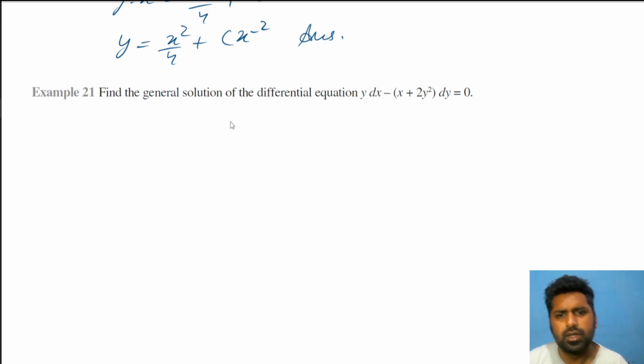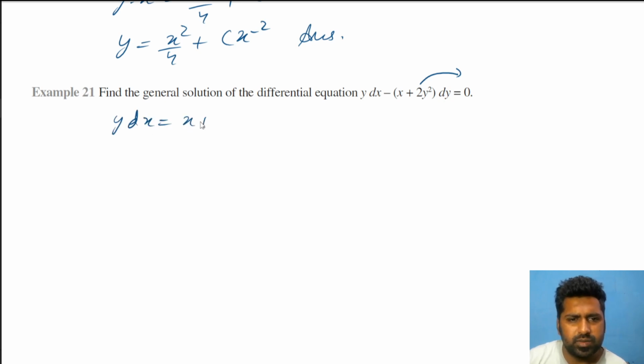Let's see this question. The problem with this question is right now the equation is not in the form of dy by dx anyway, so we have to create dy by dx. Let's create dy by dx. Take this on the other side, so you'll get x y dx is equal to x plus 2y square dy. Let's generate dy by dx. So dy by dx, take this here, take this whole thing there.